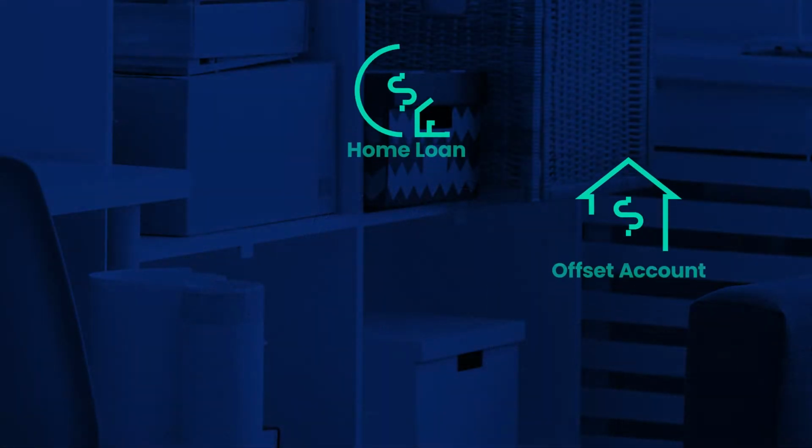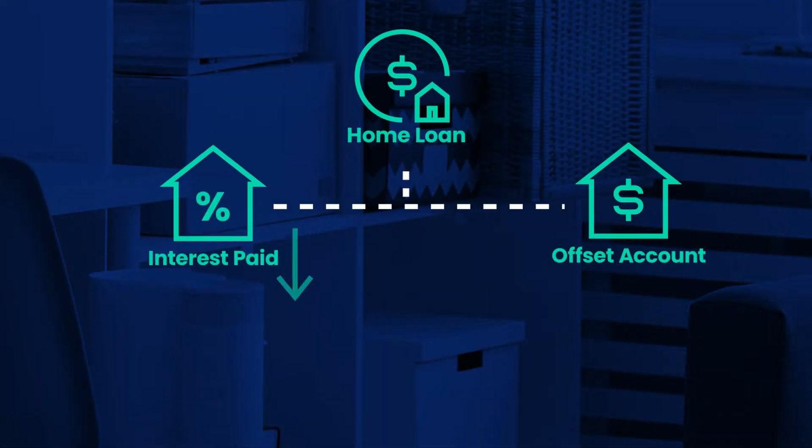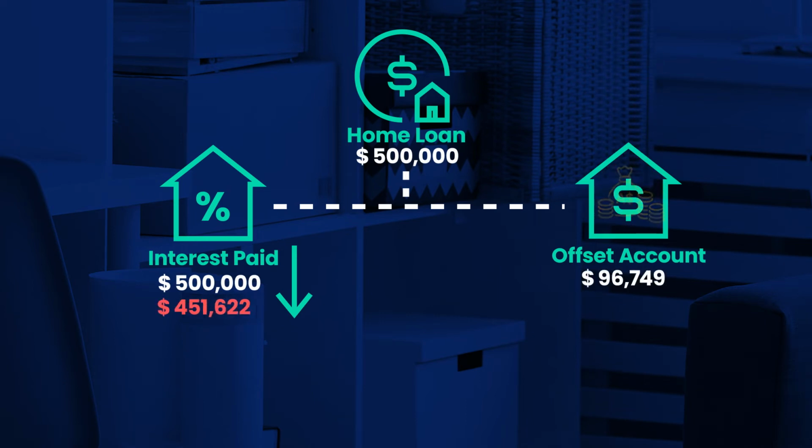So first of all, what's the difference between an offset account and redraw? An offset account is a separate account that's attached to your loan and it allows you to reduce the amount of interest that you pay based on the difference of the offset account and the home loan. For example, you have a home loan of $500,000 and you put $100,000 into your offset account, you only pay interest on the difference. So you pay interest on $400,000.